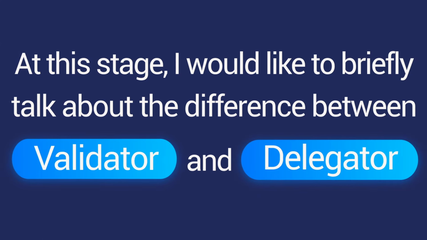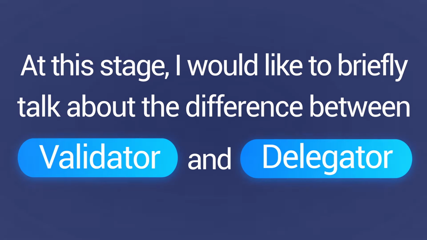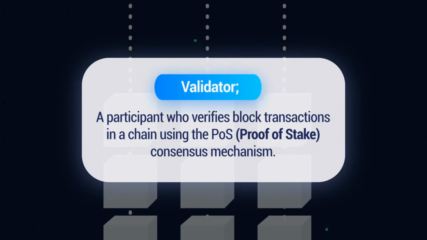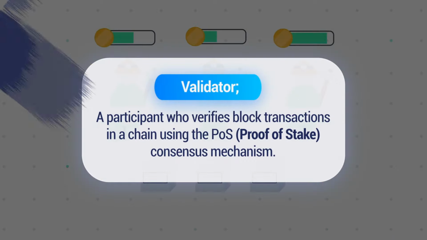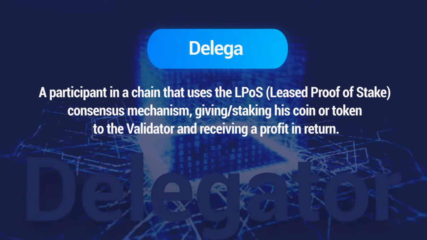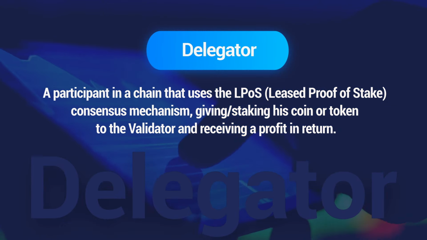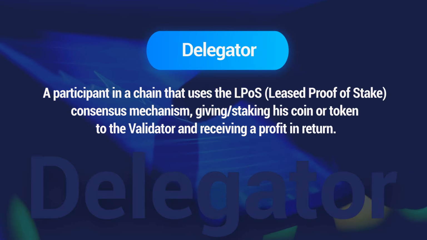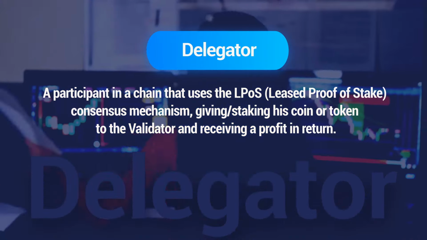At this stage, I would like to briefly talk about the difference between validator and delegator. Validator, a participant who verifies block transactions in a chain using the proof-of-stake consensus mechanism. Delegator, a participant in a chain that uses the proof-of-stake consensus mechanism, giving or staking his coin or token to the validator and receiving a profit in return.